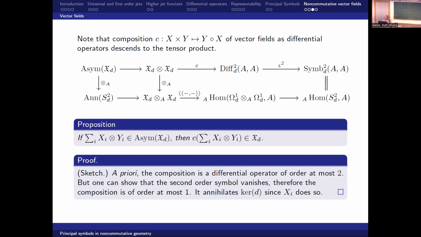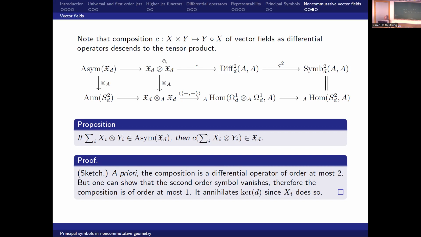And when you're subtracting them, you're making their second order symbol cancel out. So the second order symbol of X composed with Y and the second order symbol of Y composed with X agree. And so when you take this linear combination, you make the second order symbol vanish. So this is one way of seeing that the Lie bracket of two vector fields is again going to be a vector field.